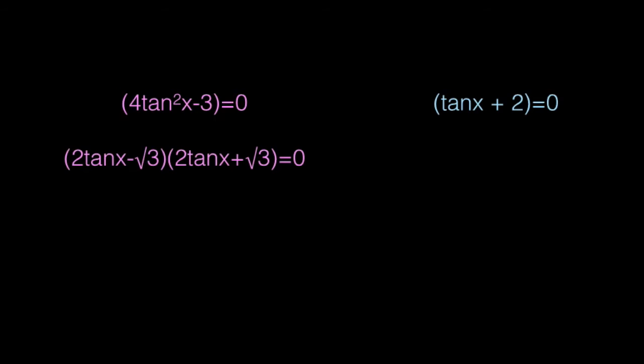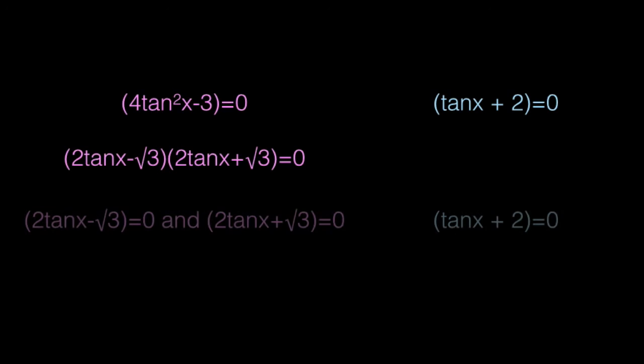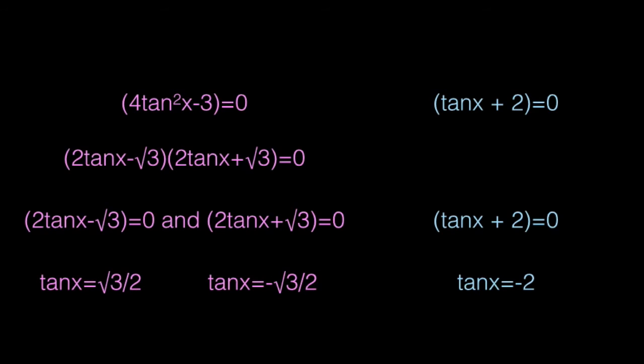Now when you have 4 tan squared x minus 3 is equal to 0, you have to remember that there's a squared. So you have to factor again. When we factor this again, we get 2 tan x minus root 3 times 2 tan x plus root 3 is equal to 0. And then we set them equal to 0, and we get tan x is equal to root 3 over 2, tan x is equal to negative root 3 over 2, and tan x is equal to negative 2. Okay, so unfortunately the values don't come out so nicely.